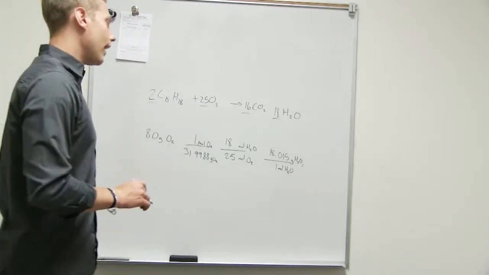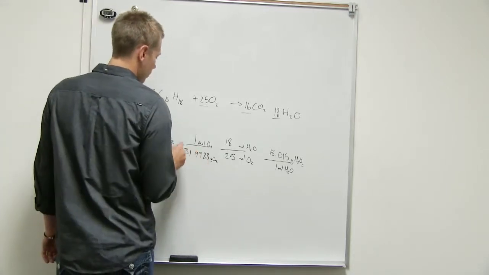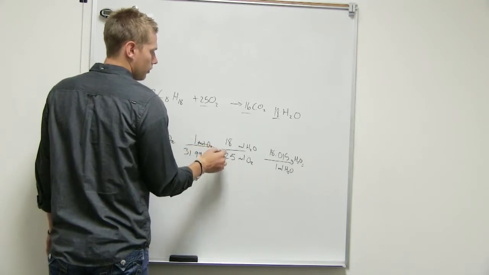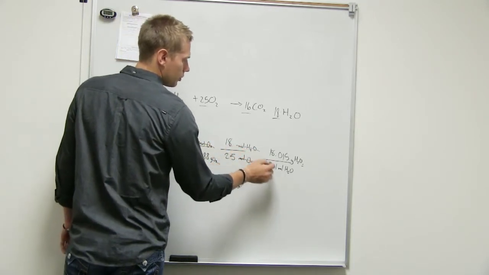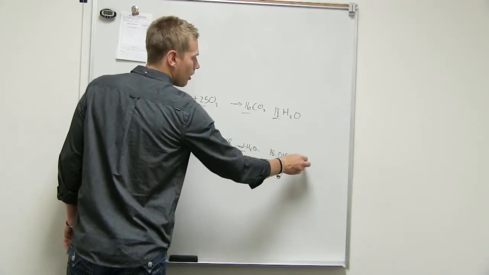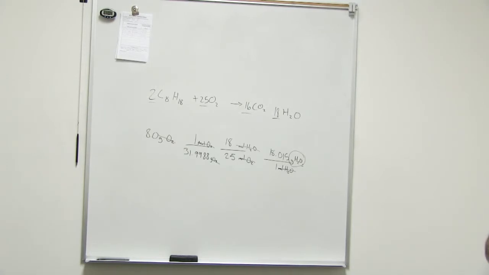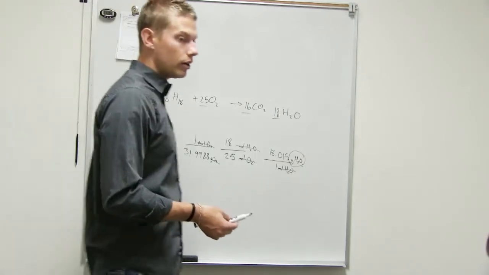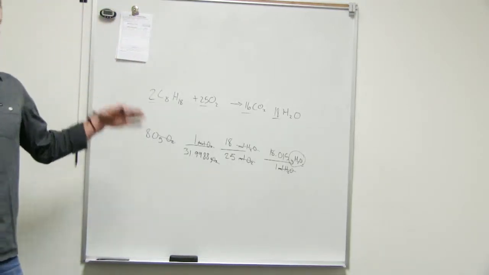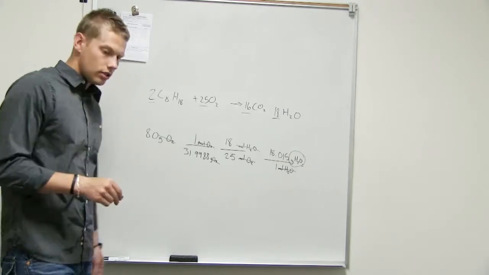And so now we check to see if all of our units cancel. Grams of O2 cancels grams of O2, moles of O2 cancels moles of O2, moles of H2O cancels moles of H2O, and then we're left in grams of H2O, which is our answer, which we want. It wants it in grams of H2O. Perfect. So now we just gotta bust out the calculations.